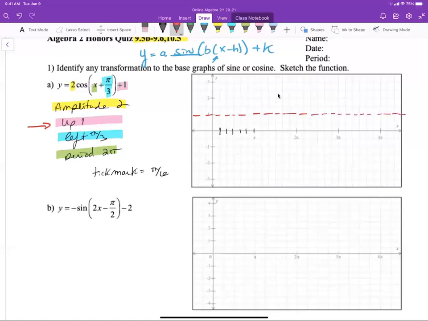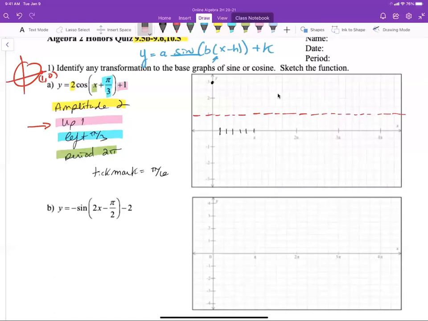This is a cosine graph. Cosine on a unit circle, if I start at 0 degrees, is my x value, and that's at 1. So normally I would have started at 1 unit above my center line. And in this case, I'm going to be 2 units above my center line because my amplitude is 2, but I also have a shift, and I have a shift left pi over 3.